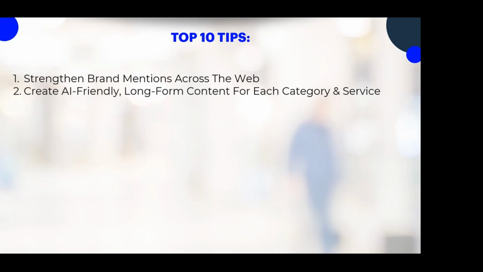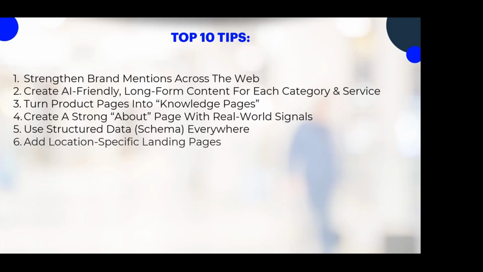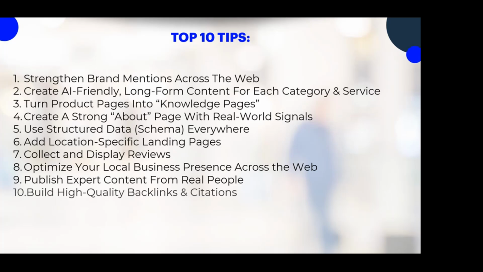Just as a refresher on the top 10 tips, and these aren't in any specific order: strengthen brand mentions across the web, creating AI-friendly long-form content, turning your product pages into knowledge pages, creating a strong about page with real-world signals, use structured data or schema everywhere, add location-specific landing pages, collect and display reviews, optimize your local business presence across the web, publish expert content from real people, and build high-quality backlinks and citations.